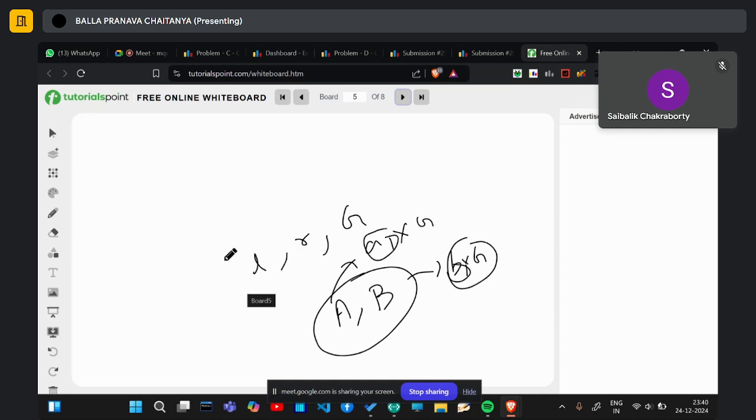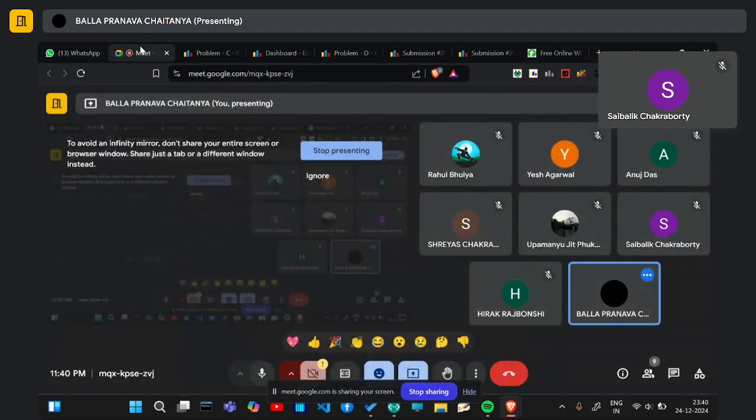But my point here is that the GCD must be equal to G. It cannot exceed G, right? So these numbers A1 and B1, their GCD must be equal to 1. Otherwise, our condition will be violated. Is this point clear? A1 and B1 must have a GCD of 1, or else the GCD will exceed G, because some extra prime factor will be there which will lead to the GCD exceeding G.